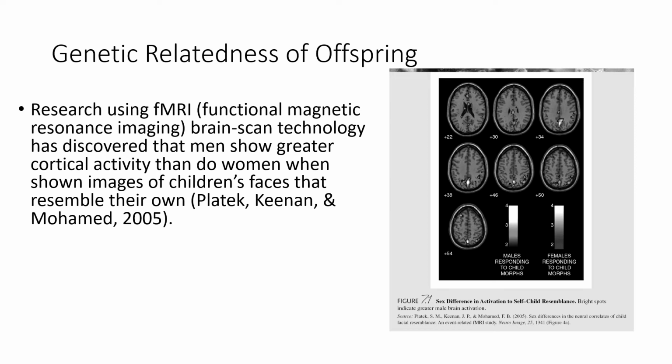And the brain scans were taken while looking at these pictures, and they looked at images that had more of their features and images that had less of their features. The males had more cortical activity when there were more features in common, whereas in women that wasn't as much of an effect. Really interesting stuff there.